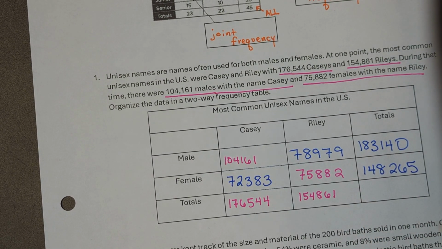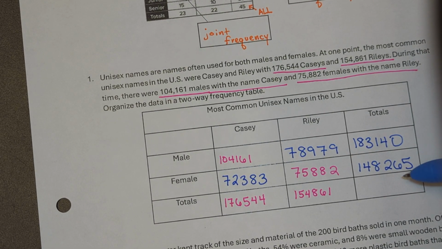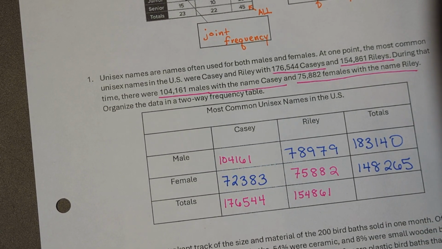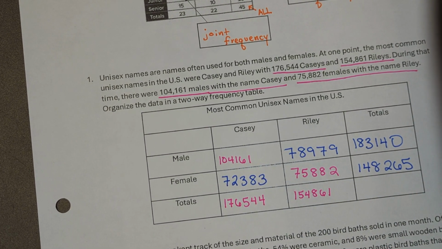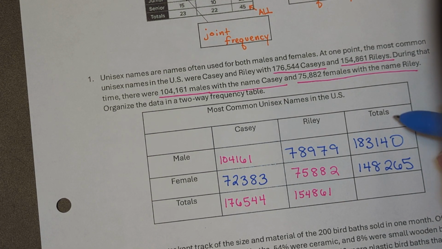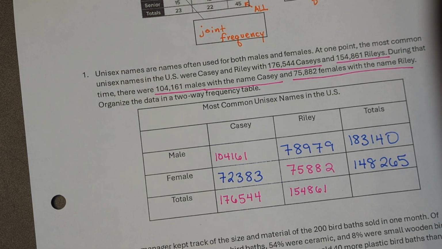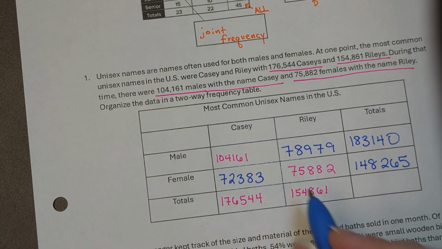148,265. Okay, now this one is your choice. You can add up these two for your males and females and get the total humans, or you can do the Caseys and the Rileys to get total humans. It's up to you. You should get the exact same number. If you do not get the exact same number when you go up and down and then side to side, you messed up or your numbers are wrong. That's one way to tell if you did it correctly. These two should add up to the same thing that these two do.